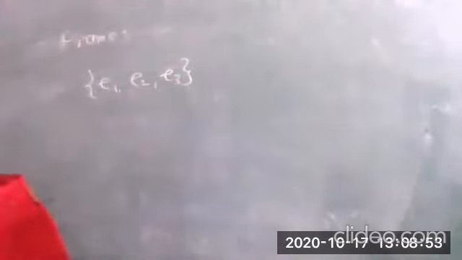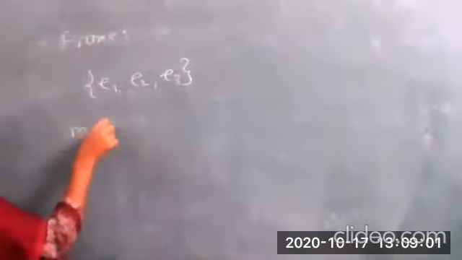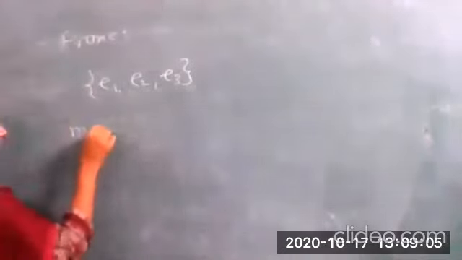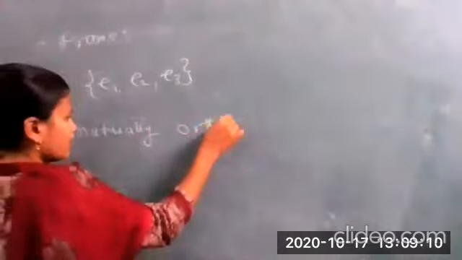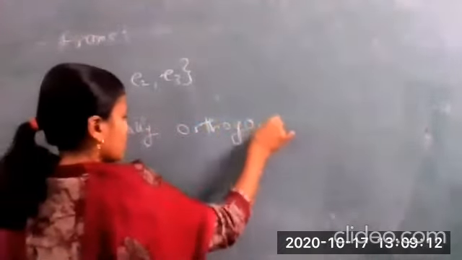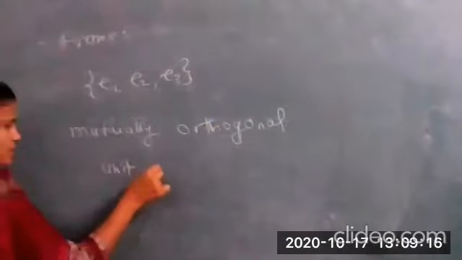And what is the condition for this? They are mutually orthogonal unit vectors of E3 at a point P. Okay, what do you understand by mutually orthogonal?